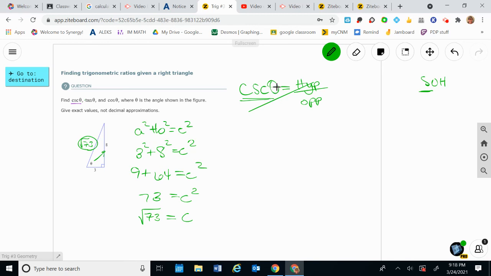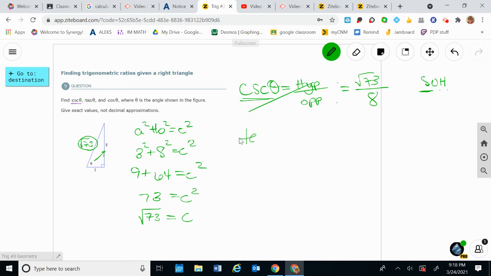The cosecant, I don't know why I put secant, is related to the sine. If sine is opposite over hypotenuse, cosecant is hypotenuse over opposite. Okay, so cosecant is equal to hypotenuse over opposite. And there you go. Okay. That's not all it asked for.